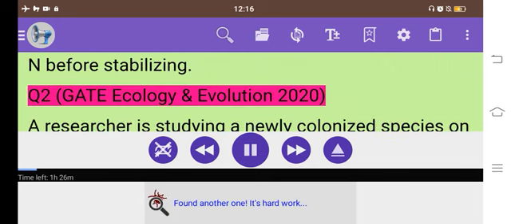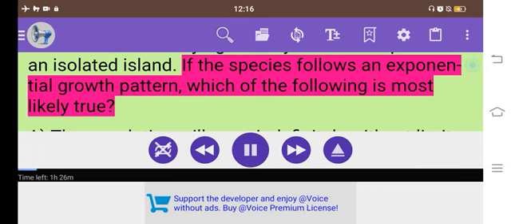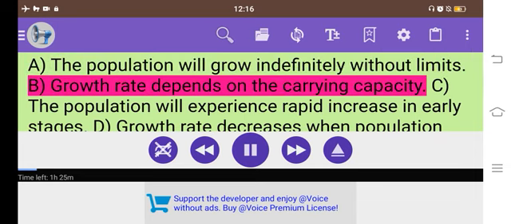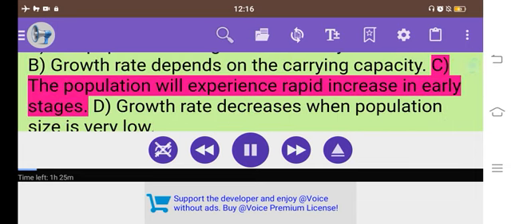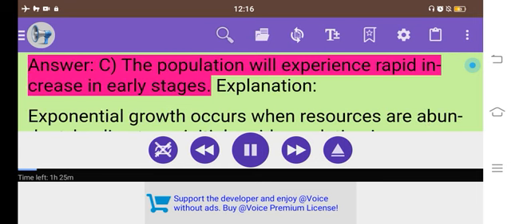Q2, GATE Ecology and Evolution 2020. A researcher is studying a newly colonized species on an isolated island. If the species follows an exponential growth pattern, which of the following is most likely true? A. The population will grow indefinitely without limits. B. Growth rate depends on the carrying capacity. C. The population will experience rapid increase in early stages. D. Growth rate decreases when population size is very low. Answer: C, the population will experience rapid increase in early stages.